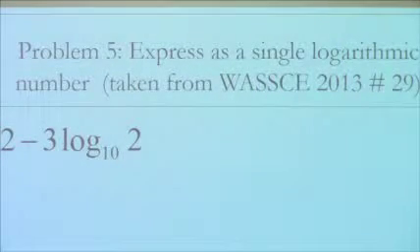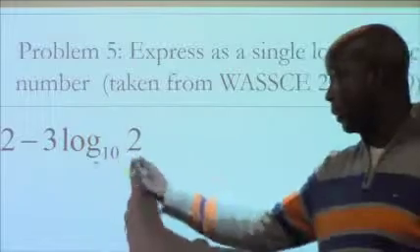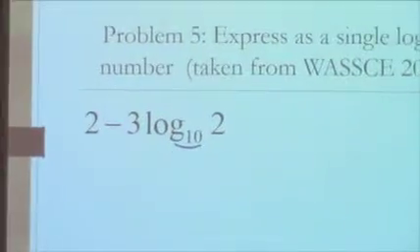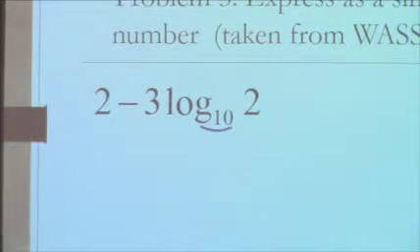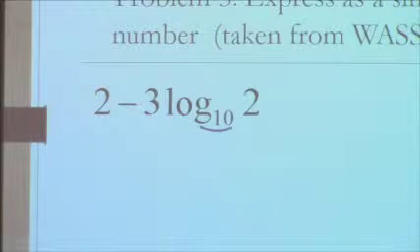Now, here's some of the cases wherein you have to do a little bit of thinking. You see here that the base here is what? 10. We normally call this common log. We don't normally write it with the base of 10. For some reason in the WAEC they're using base 10. That's fine. That's a convention they are using. So what I have to think is how can I write 2 using a base of 10?